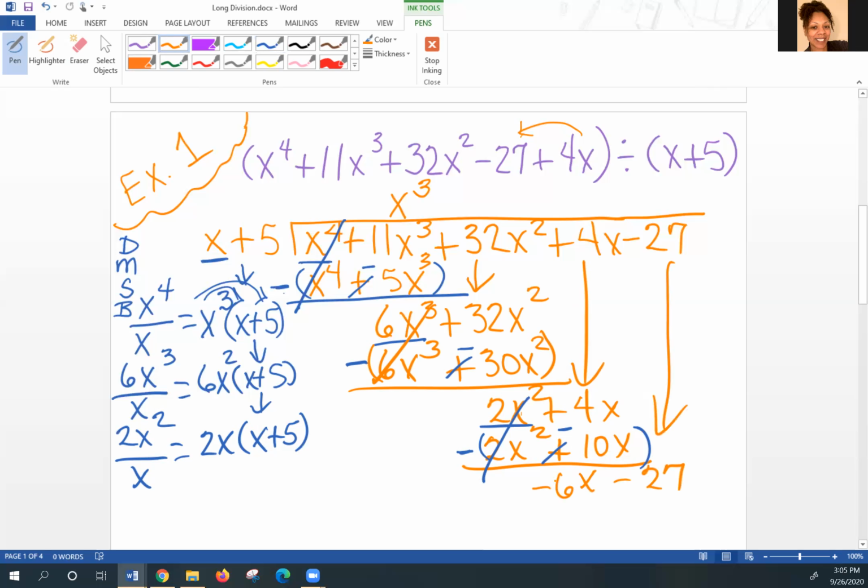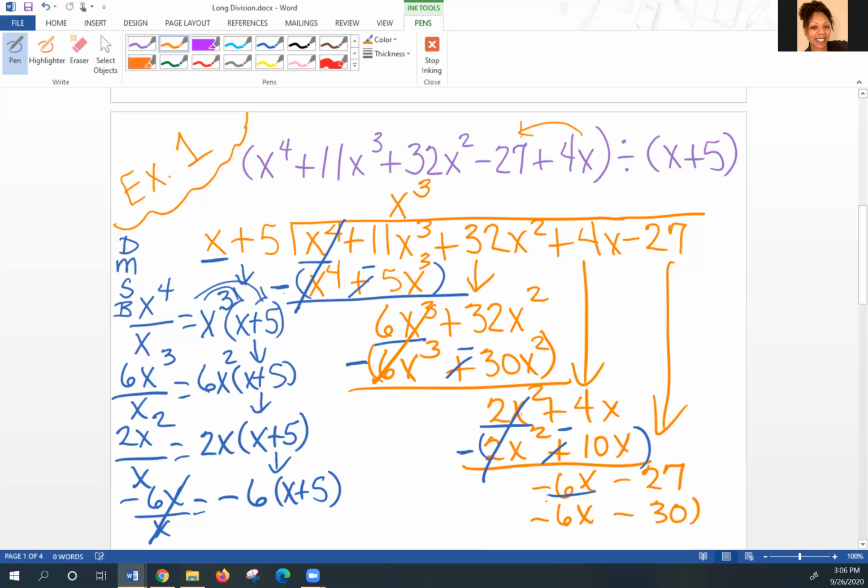And then over here, I'm going to take my first term, negative 6x divided by x. Negative 6 divided by 1 is negative 6. X divided by itself goes away. And again, lastly, I multiply everything by x plus 5. And when I do that, I end up with negative 6 times x, which is the exact same thing as what's above, negative 6 times 5, which is negative 30.